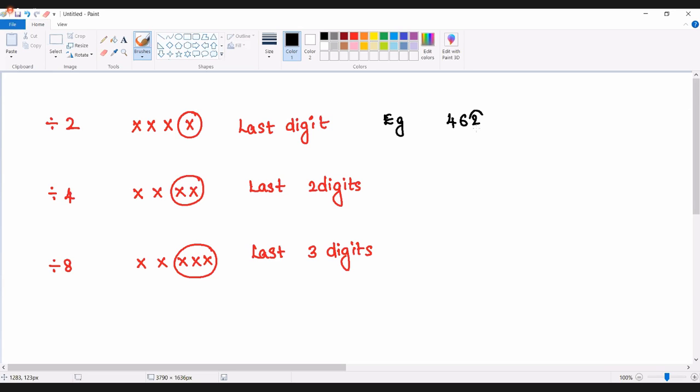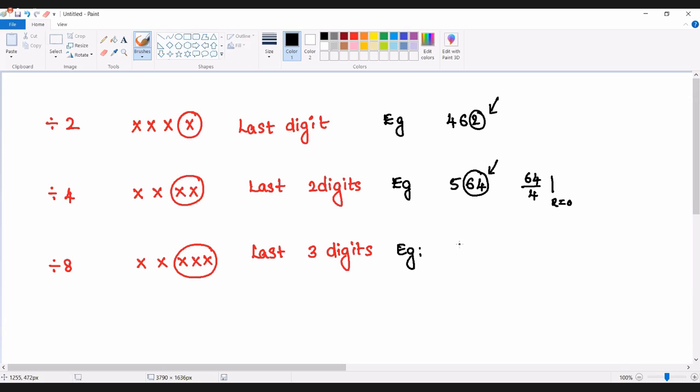462, is it divisible by 2 or not? Yes, it is true. 564, is it divisible by 4 or not? Check out the last two digits. Is 64 divisible by 4? Yes, 4 twos are 8, 4 sixes are 24. Yes, it is divisible by 4, leaving a remainder of 0. It must be divisible.